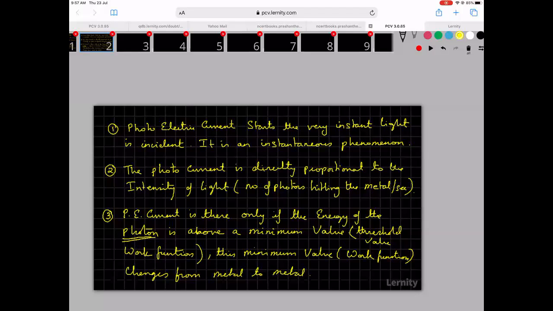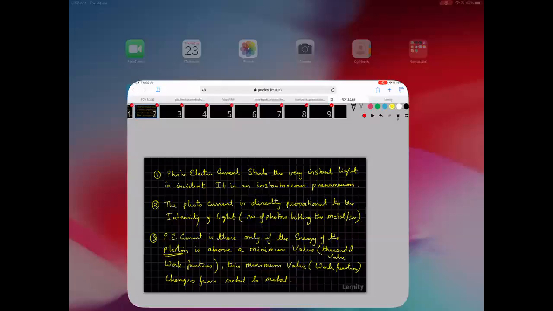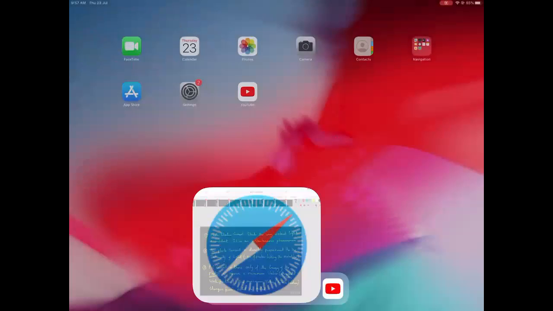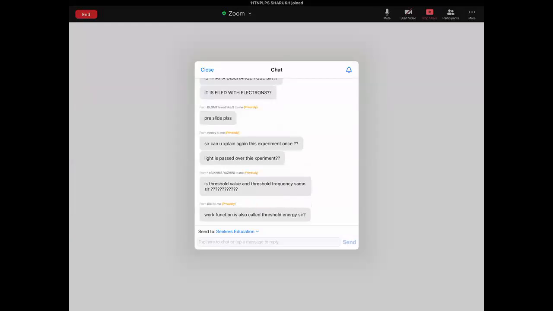First, you make a note of this. Threshold value and frequency are not the same, but they are leading to the same thing.